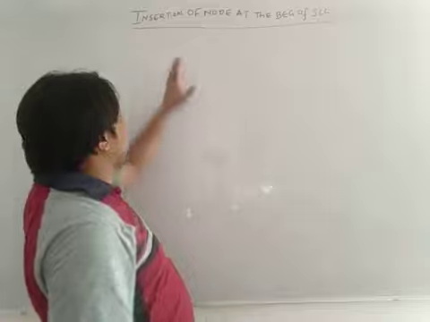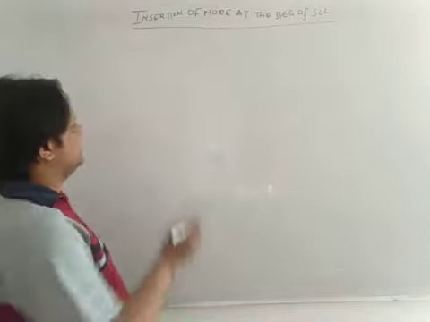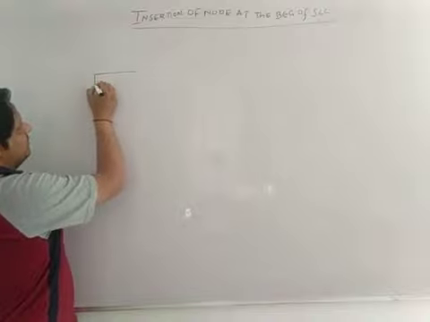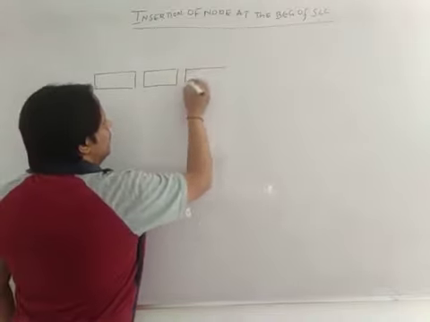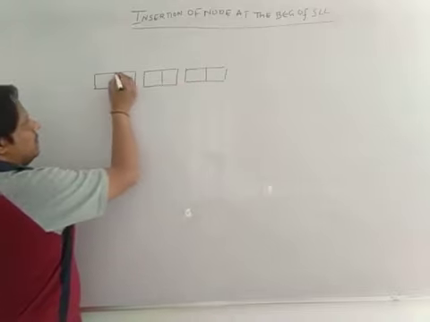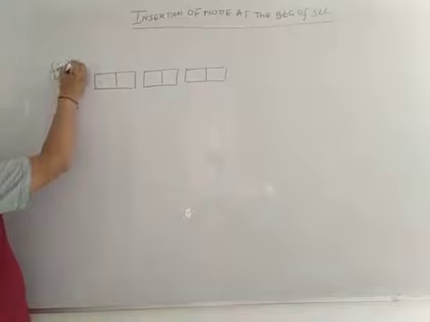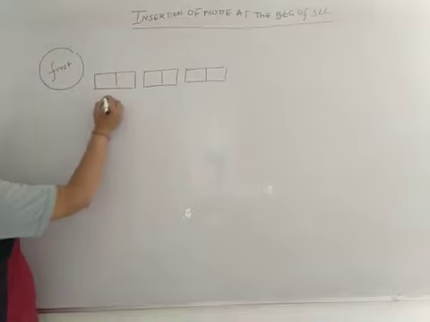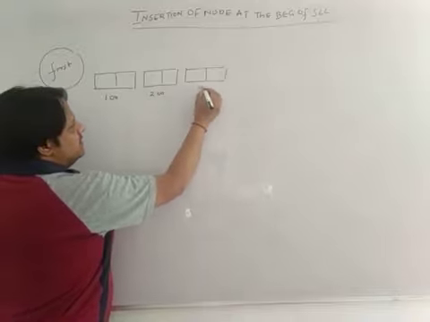So today what we'll see is insertion of a node at the beginning of a single linked list. So let's take a single linked list first. Let's suppose I have this linked list having 3 nodes, and then there is the first pointer which always points to the very first node of a linked list. Let's suppose the address of the first node is 100, then 200, and then 300.